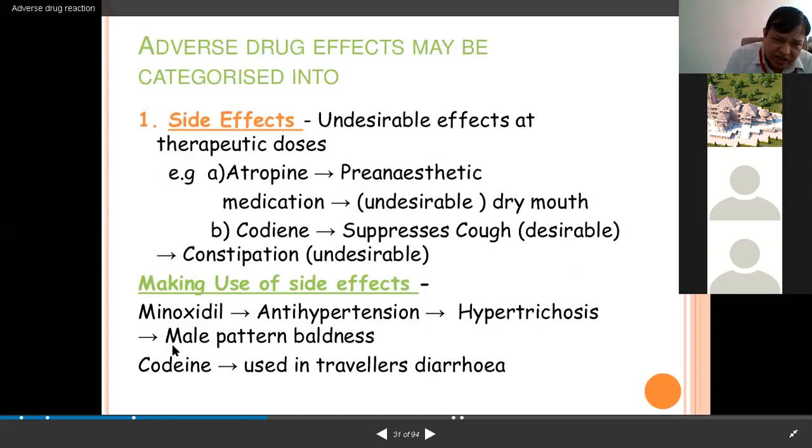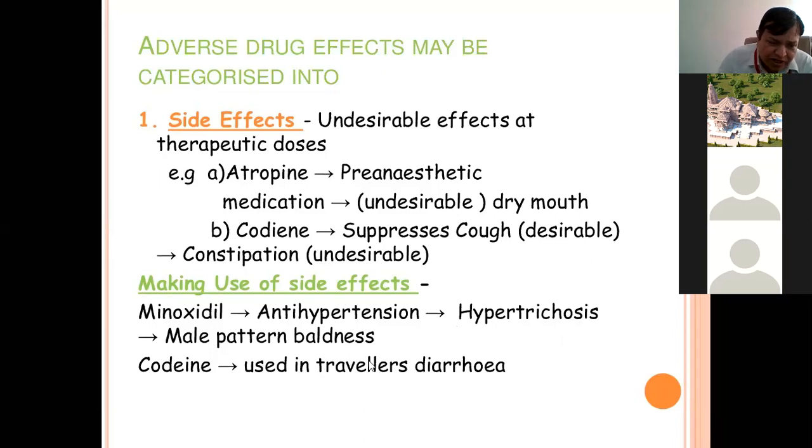Minoxidil, we can give to a patient who is suffering from baldness, who is not having hair growth. Then its side effect, hypertrichosis, which increases hair growth over the entire body, we can use to treat male pattern baldness. Similarly, codeine has the side effect of constipation, but we can use this side effect to give travelers to avoid diarrhea.